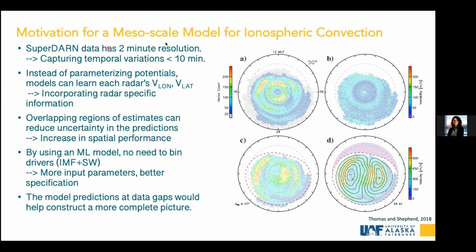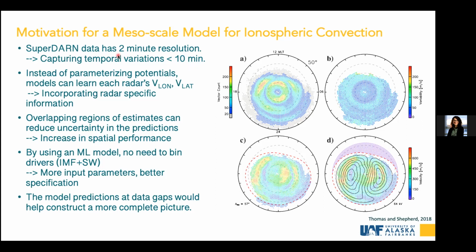So the motivation for a meso-scale model comes from understanding how the SuperDARN data is gridded and turned into the SuperDARN potentials that we have just seen. First of all, these radars all are operating in identical modes, which means that the radars that we have seen before are creating 2-minute resolution data, which is temporally small enough for us to be able to find more dynamic structures. So the potentials that the SuperDARN group regularly provides have a resolution of 10 minutes.